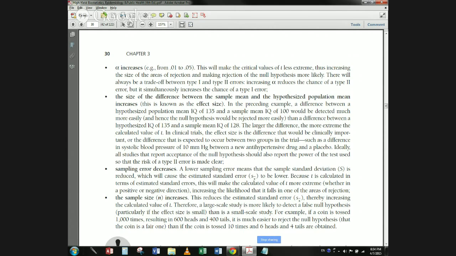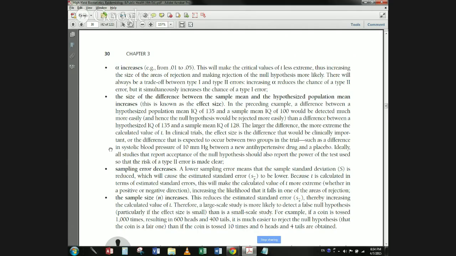In clinical trials, the effect size is a difference that would be clinically important, or the difference that is expected to occur between two groups in the trial, such as a difference in systolic blood pressure of 10 millimeters of mercury between a new antihypertensive drug and a placebo. Ideally, all studies that report acceptance of the null hypothesis should also report the power of the test used so that the risk of a type 2 error is made clear.